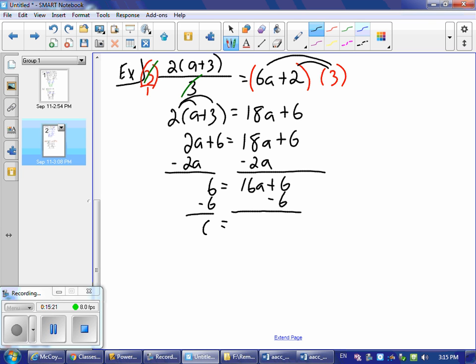6 minus 6 on the left is 0. That's okay to have. And then 16a plus 6 minus 6 is 16a. A lot of people tend to get confused at this point. It's still the same process. I've got 0 equals 16a. Well, in order for that to be true, I'm still going to have to divide both sides by whatever's attached to the a.